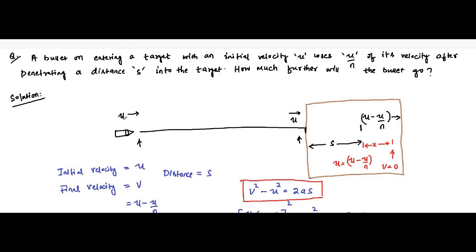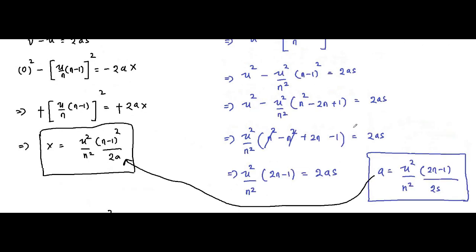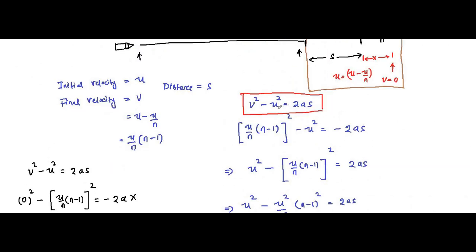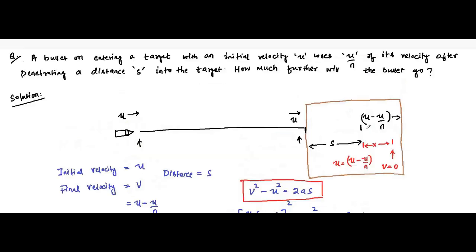Okay, so first the bullet was fired with an initial velocity u. It started penetrating from this point with the same initial velocity. It traveled a distance s. At this point, it lost u by n of the initial velocity. So here the final velocity was u minus u by n. From there we calculated this acceleration using this equation of motion, v square minus u square is equal to 2as. Then it was asked, from this point how much further will it go, how much more distance will it penetrate before it comes to rest.